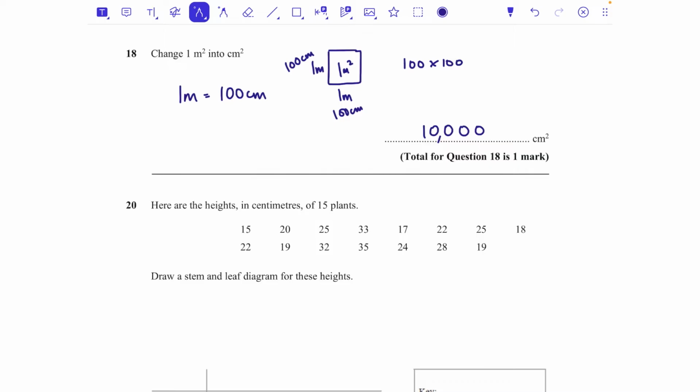So because it's an area, you need to times it by 100, but if you're going from 1 metre squared to centimetre squared, you're timesing by 100 squared. So that's why it's 10,000. You're timesing by 100 for the length, and you're timesing by 100 for the height. So there we go, 10,000 centimetres squared for that one, for 1 mark.